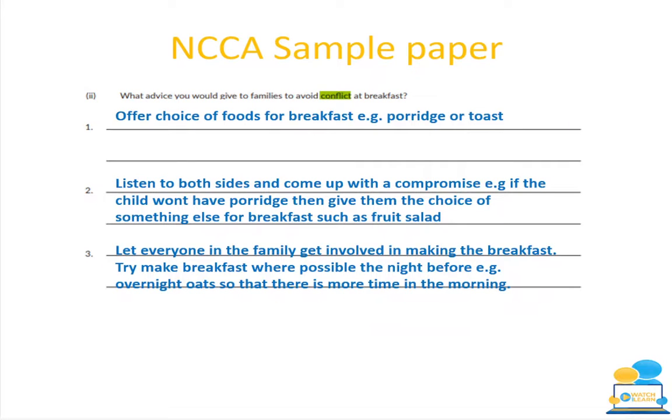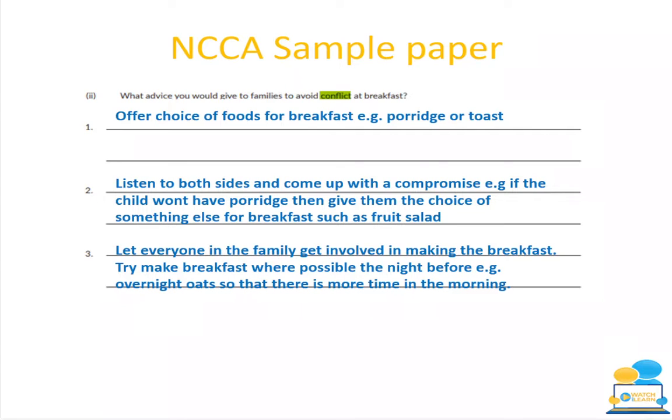Here's an NCCA sample paper. It says part 2, what advice would you give to families to avoid conflict at breakfast? So my sample answer is to offer a choice of foods for breakfast. For example, offer porridge or toast. Don't just say you're having this porridge and nothing else and you're not leaving until you eat it. If you do that, there's going to be a big, huge argument. If you compromise and offer a choice or involve the child when you're doing the shopping, then you're more likely to avoid confrontation first thing in the morning.